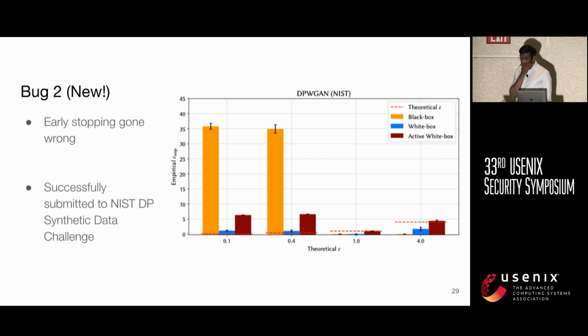The new bug that we found was in the implementation that was submitted to NIST, and here we find that there was an early stopping mechanism where once the privacy budget is hit, the algorithm will stop training, and we were able to trigger it in a very specific circumstance, and this bit was not DP. So that's why you see for very small epsilons of 0.1 and 0.4, the empirical epsilon is actually much larger than the theoretical one. This was an implementation that was submitted to NIST, and so this motivates the necessity to actually automate some of this analysis, because clearly the manual analysis didn't pick up on this.